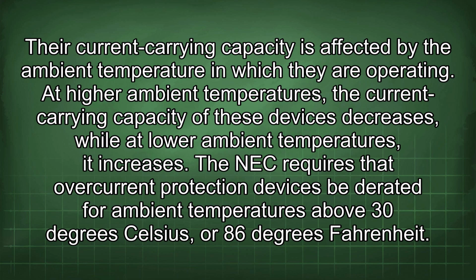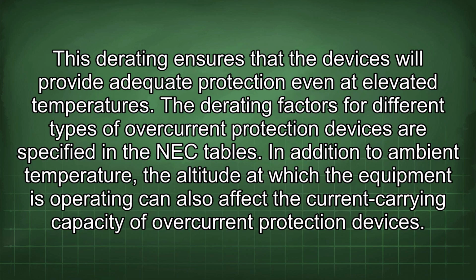The NEC requires that overcurrent protection devices be derated for ambient temperatures above 30 degrees Celsius, or 86 degrees Fahrenheit. This derating ensures that the devices will provide adequate protection even at elevated temperatures. The derating factors for different types of overcurrent protection devices are specified in the NEC tables.